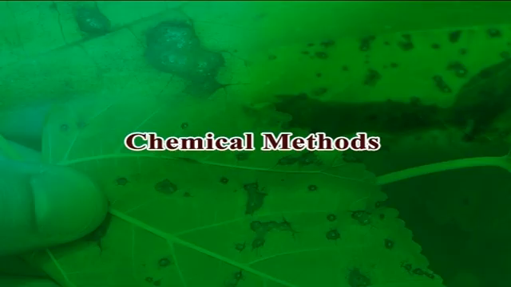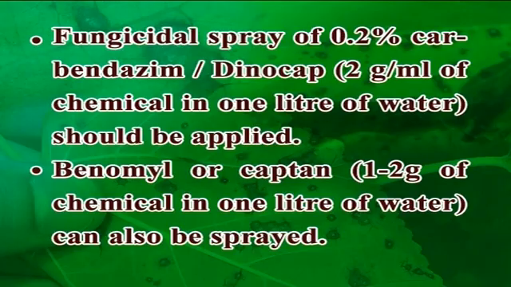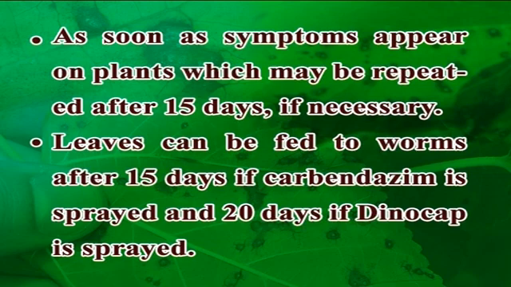Chemical methods. Chemical control of mildew becomes necessary in hilly areas and regions receiving heavy rainfall. Fungicidal spray of 0.2% carbendazim or dinocap, that is 2 gram per liter of chemical in 1 liter of water, should be applied. Benomyl or captan, that is 1 to 2 gram of chemical in 1 liter of water, can also be sprayed as soon as symptoms appear on plants, which may be repeated after 15 days if necessary.